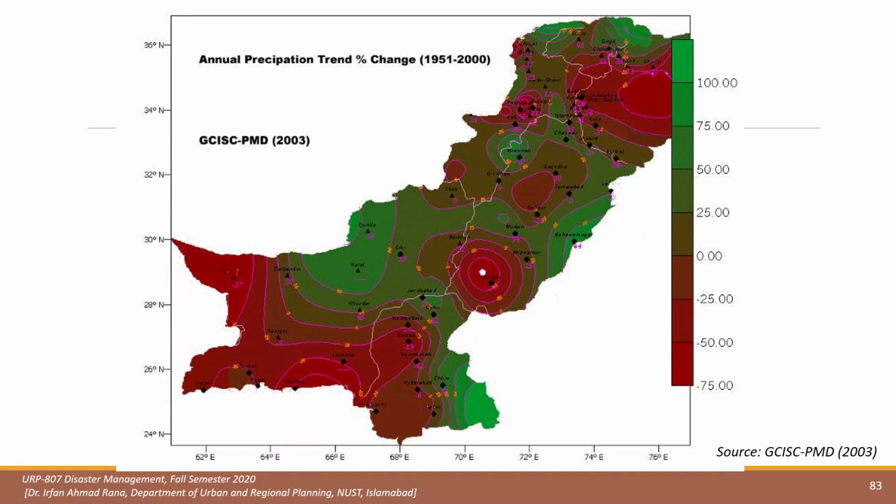Similarly, in Pakistan, in the last 50 years, you have observed a change of trend in precipitation level in the country. So you can see there is less rain than usual in some places, and in some places there is more rain than usual in the last 50 years.